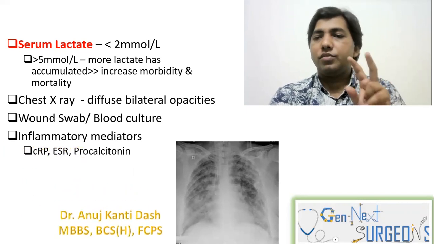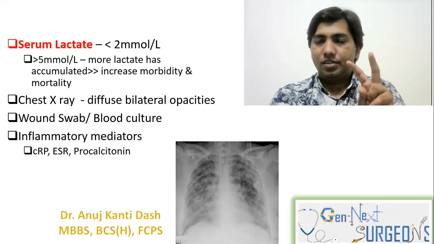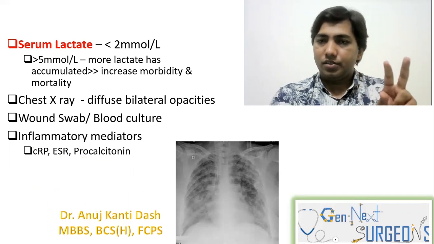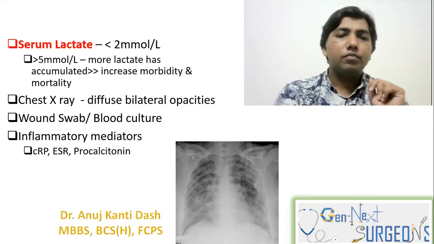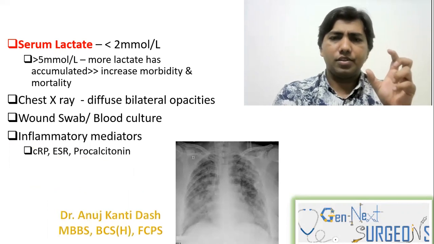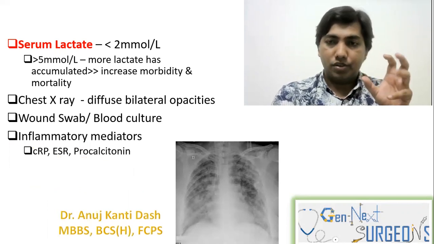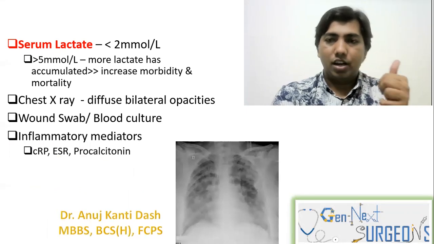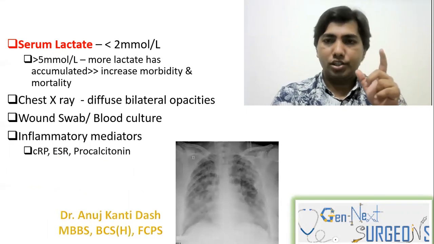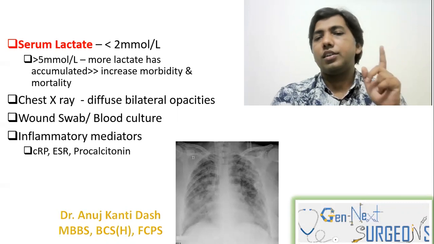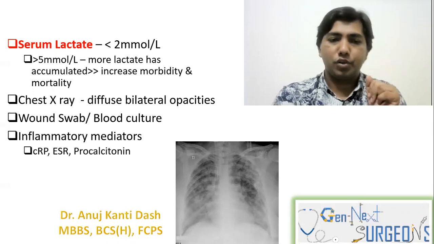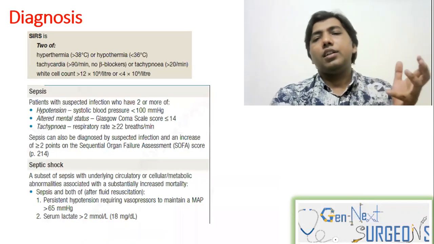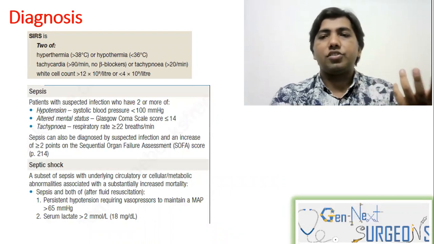Blood culture we need to take two times, in two separate syringes. And we also need to advise inflammatory mediators like CRP, C-reactive protein, ESR, and also, in shock, procalcitonin. We will discuss that in the management component. Now, the next one is diagnosis.